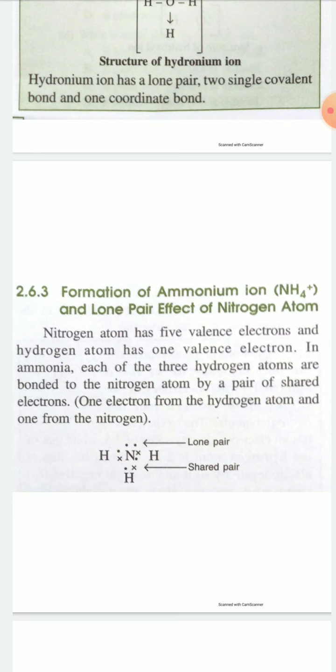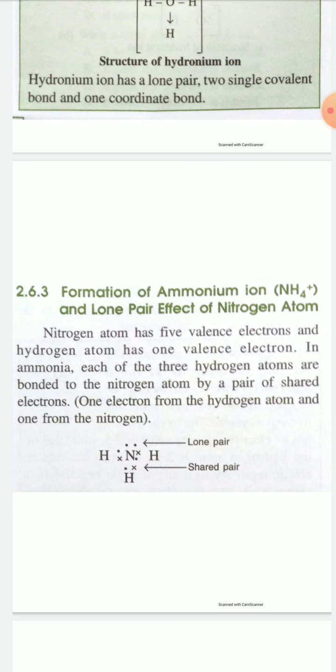Okay, so a nitrogen atom has 5 valence electrons and a hydrogen atom has 1 valence electron. In ammonia, each of the 3 hydrogen atoms is bonded to nitrogen by a pair of shared electrons: one electron from the hydrogen atom and one electron from the nitrogen atom. This is the structure of the ammonia molecule, and ammonia is a covalent compound. All three bonds are single covalent bonds between nitrogen and the three hydrogen atoms.